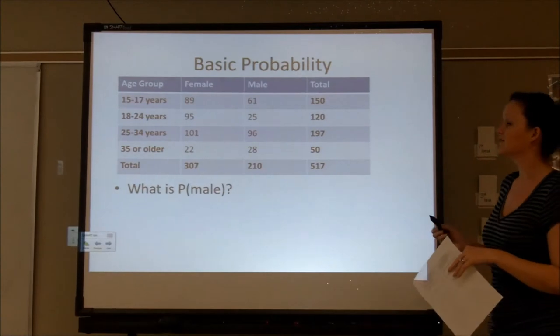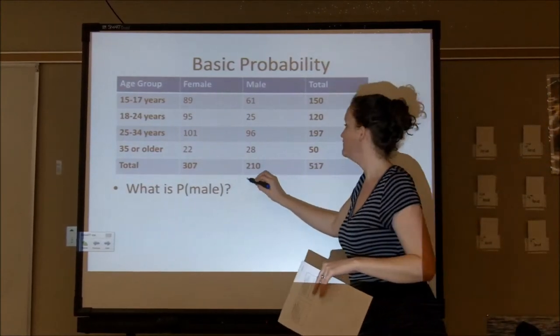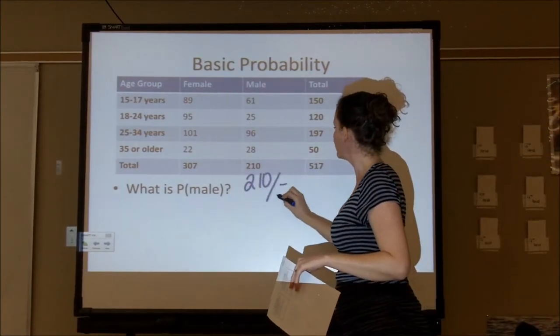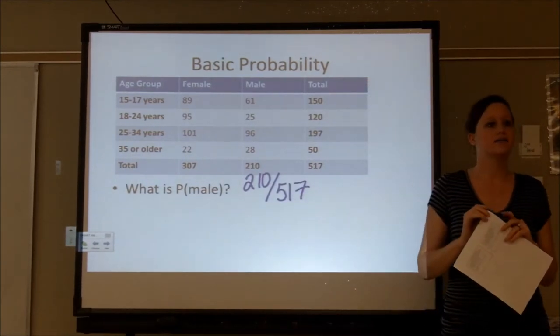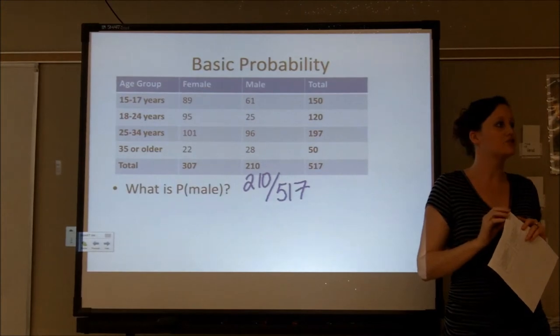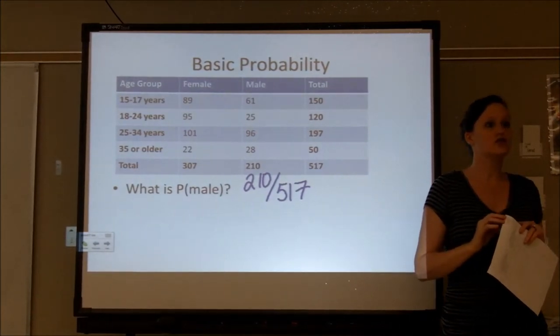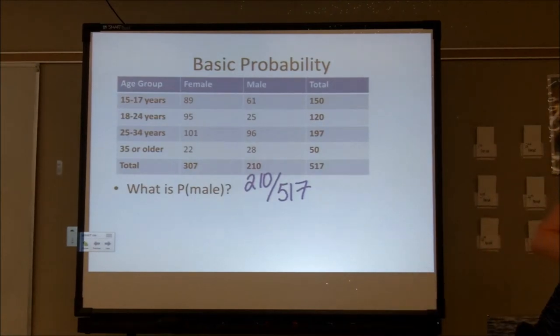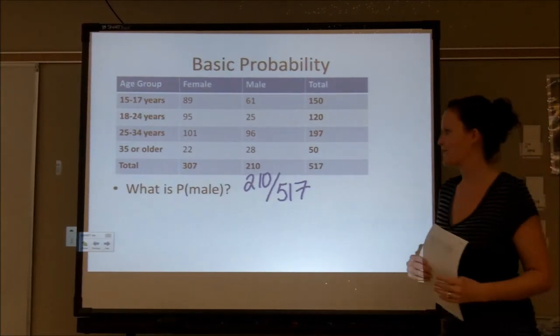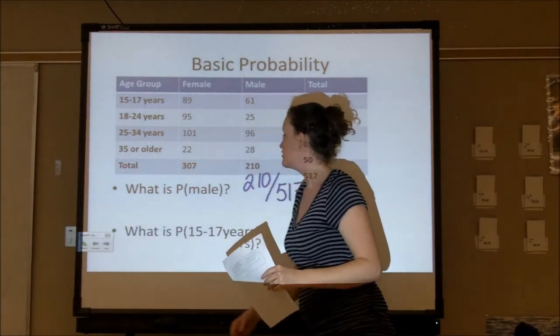Yes, sir. I want to say 210 over 517. Good. Are we okay with that? 210 over 517, the total number of males over the total number of people represented in this table. Would it help you guys if I turn this? Oh, yeah. Okay.